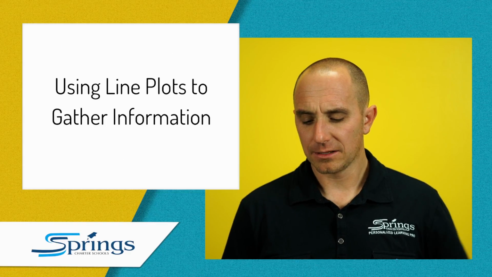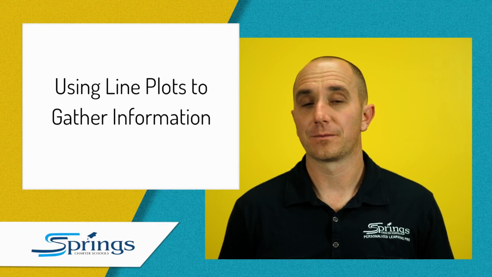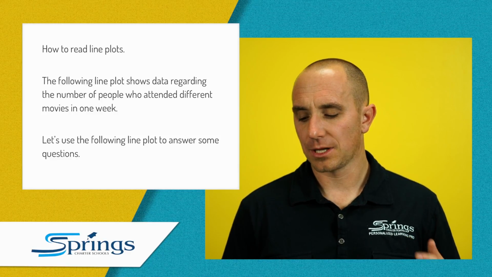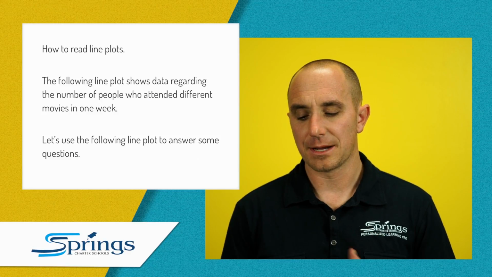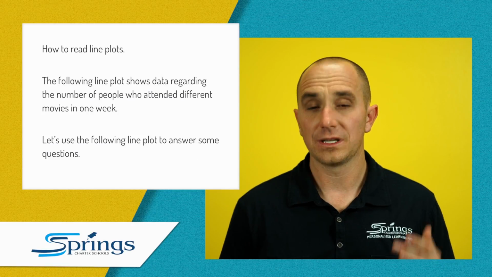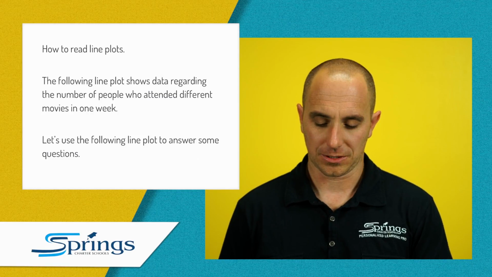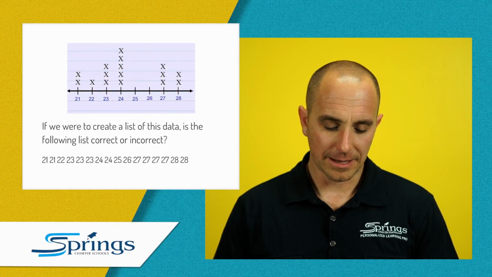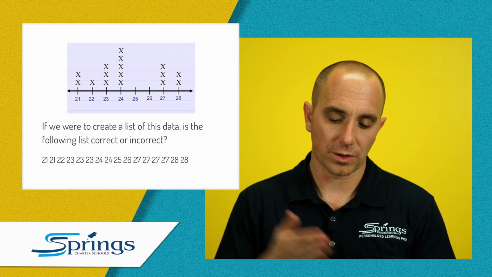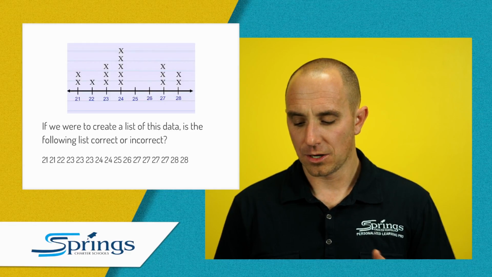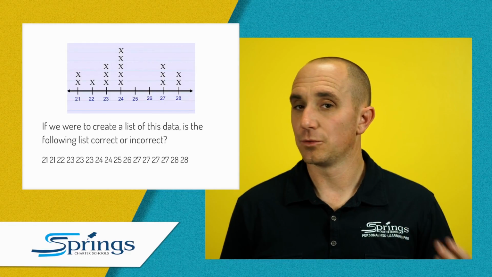So now let's talk about using line plots to gather information. How do we read line plots? The following line plot shows data regarding the number of people who attended different movies in 1 week. Let's use it to answer some questions. You can see here that I have a range from 21 to 28. And remember, this is recording the number of people that attended a movie.